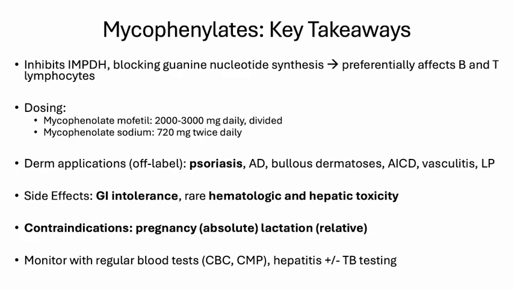Alright, so some key takeaways about mycophenolates. They inhibit IMPDH, blocking guanine nucleotide synthesis and preferentially affecting B and T lymphocytes. Mycophenolate mofetil or Cellcept is dosed at 2 to 3,000 milligrams daily in divided doses, whereas mycophenolate sodium or Myfortic is dosed at 360 to 720 milligrams twice daily. Applications for mycophenolates in dermatology are all off-label, but we use them for psoriasis, atopic dermatitis, bullous dermatoses, autoimmune connective tissue diseases, vasculitides, and lichen planus.